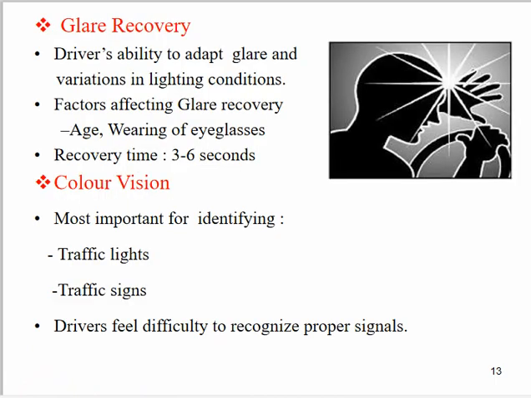Next, glare recovery. The capability of a human eye to recover from glare, and to adapt to the variation in light conditions, is very important, because while traveling on the roads in vehicles, a glare might lead to temporary blinding of the vision, which may lead to accidents. The factors which affect glare recovery depend upon age, the wearing of eyeglasses, etc. The general recovery time is 3 to 6 seconds, and it is very important in order to identify the traffic lights and the traffic signs.